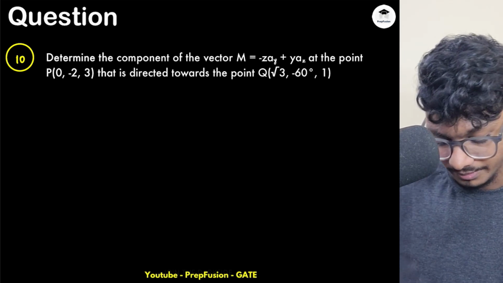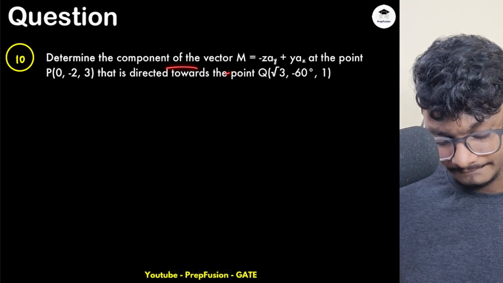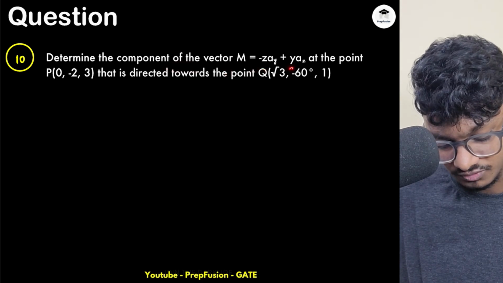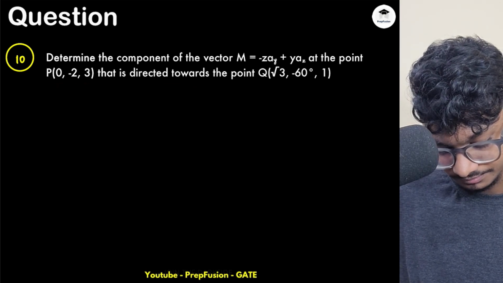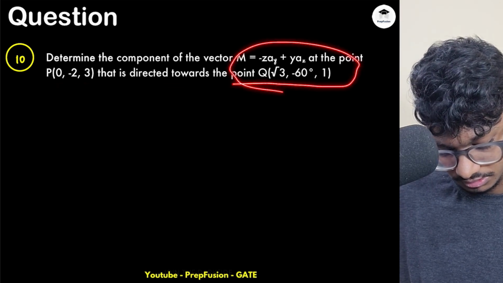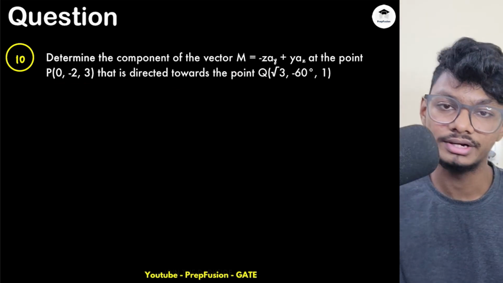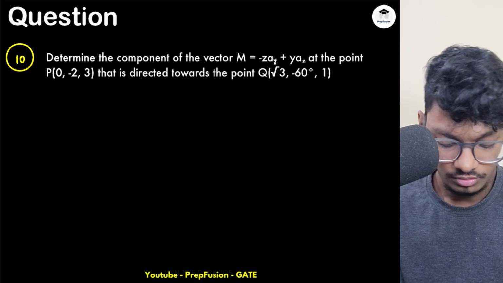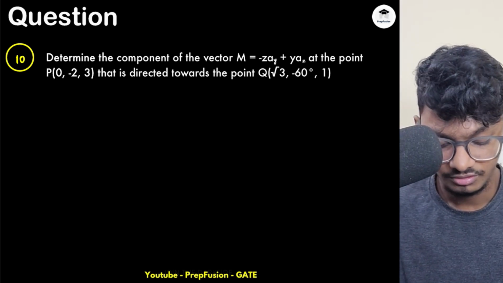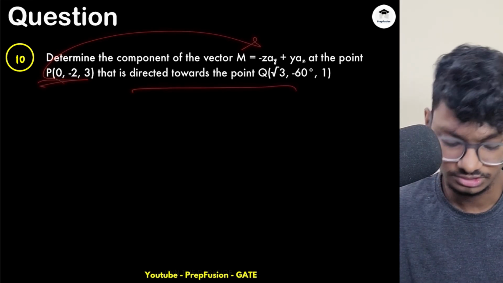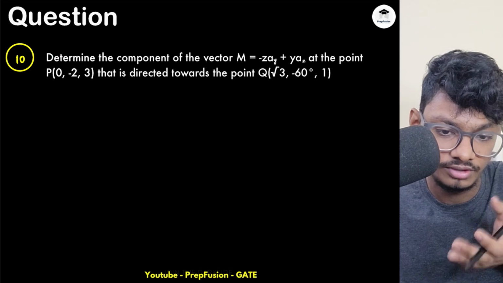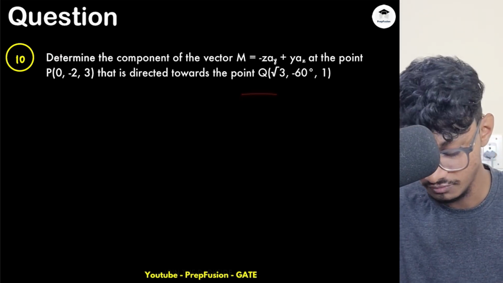Okay, so we have to determine the component of the vector M, minus z ay plus y az, at the given point, that is directed towards the given point Q. So how do I determine that? I have to find out the direction of Q.